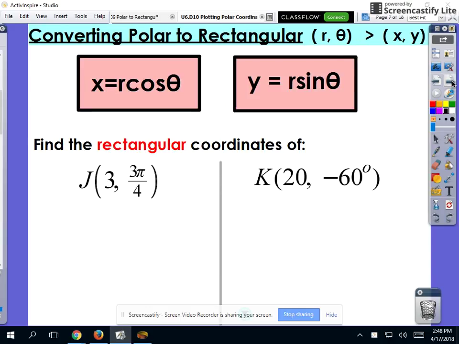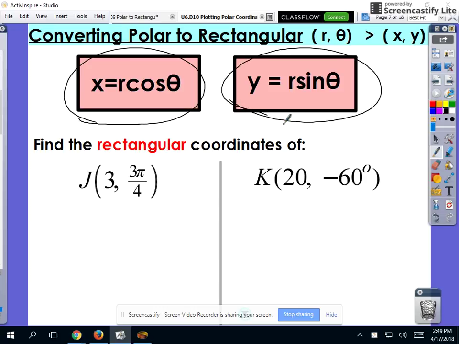Let's jump into going backwards. Say you're given polar coordinates and you're asked to put them into rectangular. So very simple. We already know that x equals r cosine theta and y equals r sine theta. Cosine goes with x. If you think of the unit circle when we're talking about x values, cosine is what we think through. And then if we think of sine, that's our y value on the unit circle. So they kind of match up.